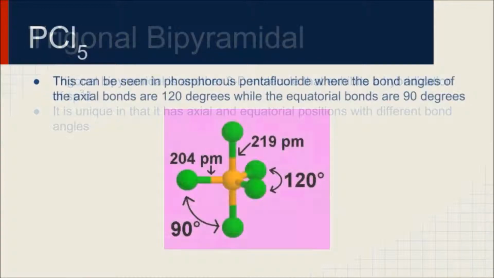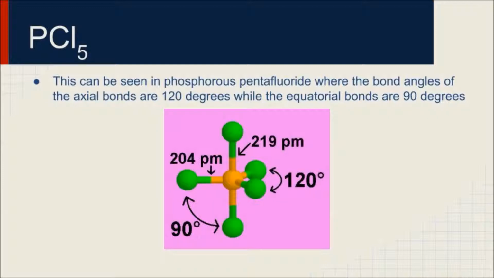This unique shape can be seen in phosphorus pentafluoride, where the bond angles of the axial bonds are 120 degrees, while the equatorial bonds are 90 degrees. The equatorial bonds are the ones that are at a right angle to the central atom, and the axial bonds are the ones that are at 120 degrees.